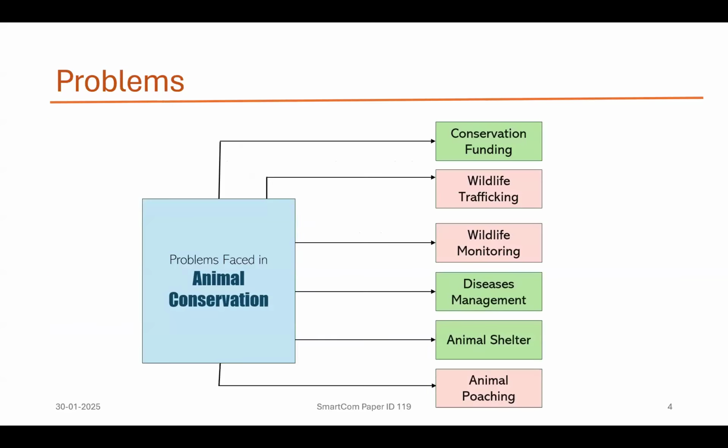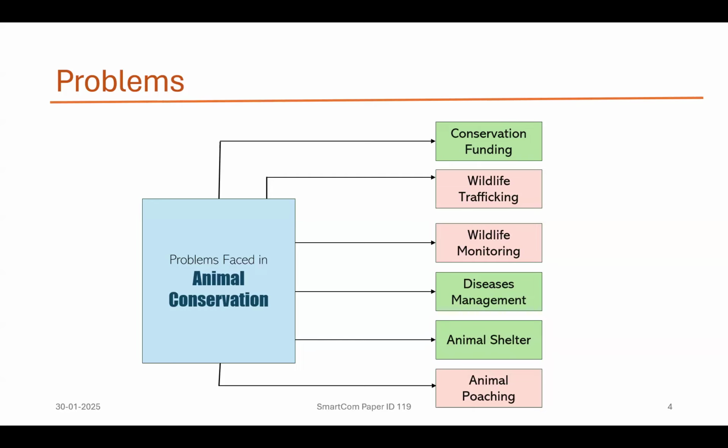Here are more details of what the existing systems are facing, such as maintaining funds properly, tracking wildlife trafficking, monitoring disease management of animals, proper management of animal shelters, and animal poaching. This work is our initial work, and we are still working on it. In our initial work, we have solved the issues of maintaining the funds, maintaining the disease or medical records of the animals, as well as maintaining the shelters. The other three, shown in the red boxes, we are still working on.